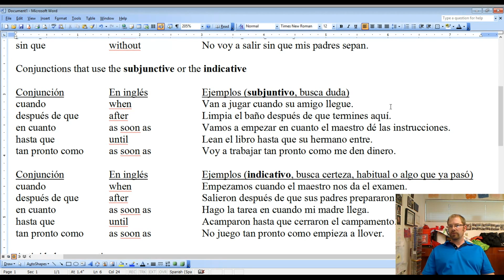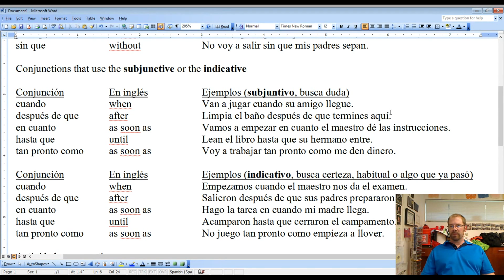They're going to play when their friend arrives. Will he arrive? Maybe. I don't know, but that's why there's doubt there, so that's why it's in the subjunctive. The next one, limpia, that's an affirmative tú command. Limpia el baño después de que termines aquí. So clean the bathroom after you finish here. I don't know if you're going to finish or not, whatever it is you're doing here. So that's why there's doubt, subjunctive.